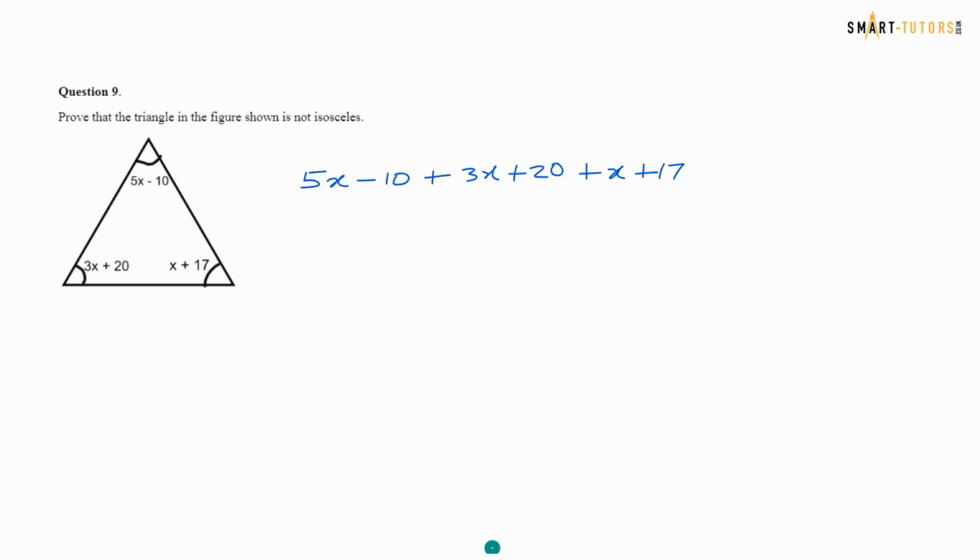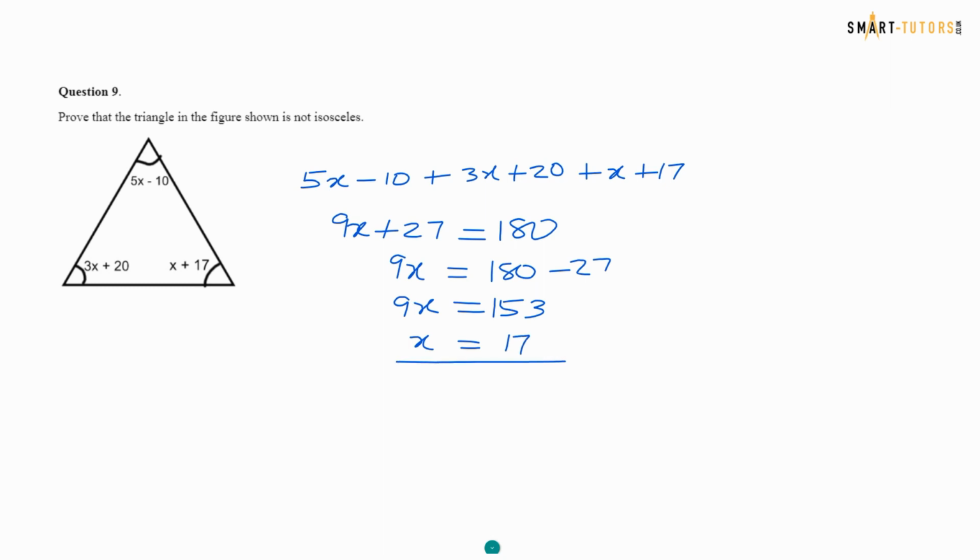5x plus 3x is 8x, plus 1x is 9x, minus 10 plus 20 is plus 10, so plus 27. So that is equal to 180, because all three angles add up to 180. So 9x equals 180 take away 27, so 153 if I'm not mistaken. 9x equals that, so x equals 17.